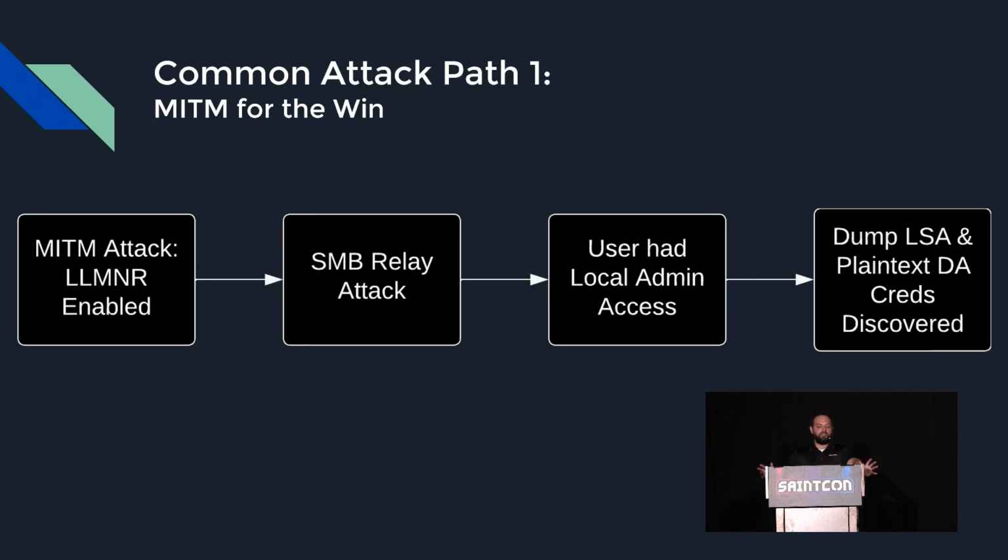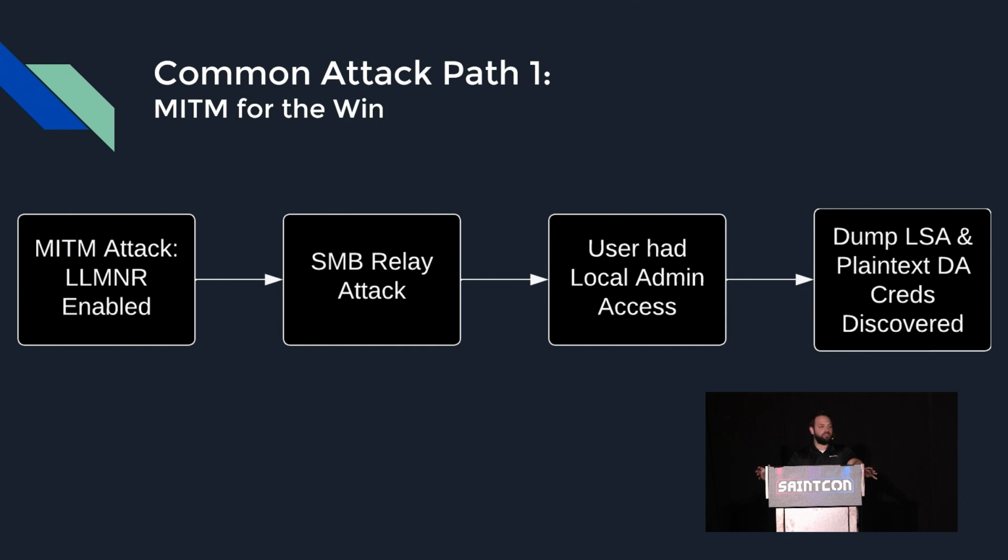So diving in, first common attack vector: man-in-the-middle attack, where LLMNR is enabled on the network. LLMNR, or Link-Local Multicast Name Resolution, I always have to read it and make sure it's in my notes because I never actually remember it. I always just call it LLMNR. It's a legacy auxiliary name resolution service for Windows, and it's used to resolve host names before DNS. And so that's part of the reason why it's legacy.